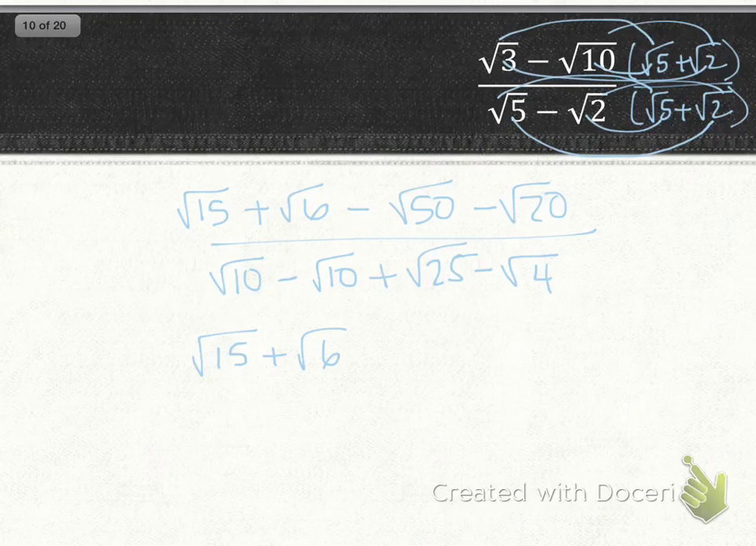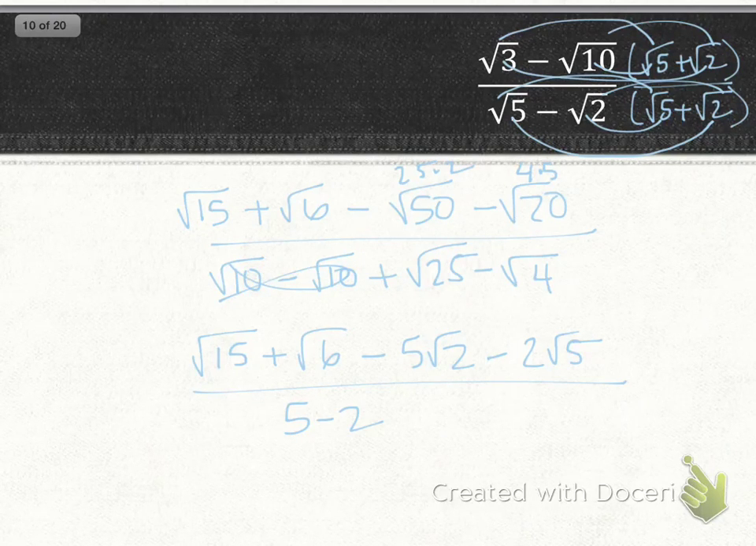I can't take a perfect square out of 15 and 6. I can with 50. 25 times 2 gets me that. And I can take the square root of 25 to get 5. 20, I can do 4 and 5, and I can take the square root of 4 to get 2. On the bottom, these cancel because they're same but opposites, which is why we use the conjugate, because the center will cancel. Square root of 25 is 5, square root of 4 is 2.